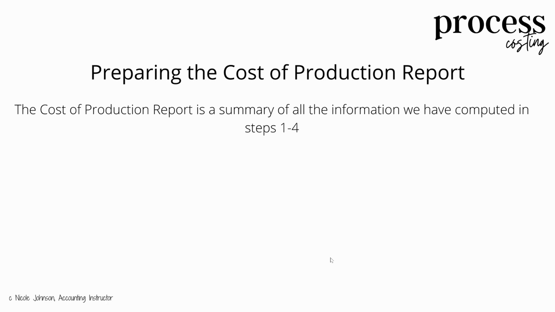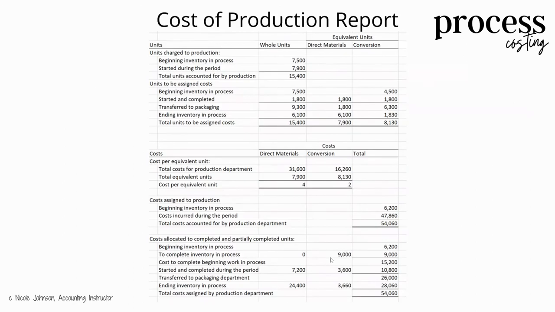Now, the cost of production report is a summary of all the information we've computed in steps 1 through 4. This is what the cost of production report looks like. At the very top, we have the units. We determined the whole units, and then we determined the equivalent units in terms of direct materials and conversion. Down below, we see the costs. We see how we determine the cost per equivalent unit. We see the costs assigned to production, and then we see how those costs were allocated. We have at the very bottom the transfer to the packaging department and the ending inventory in process, and the total cost assigned by the production department.